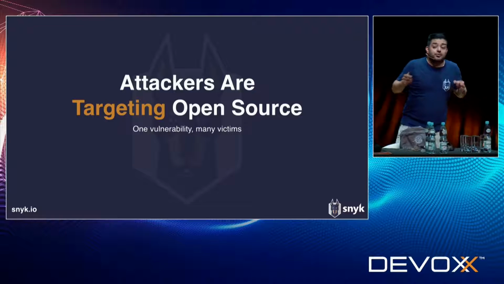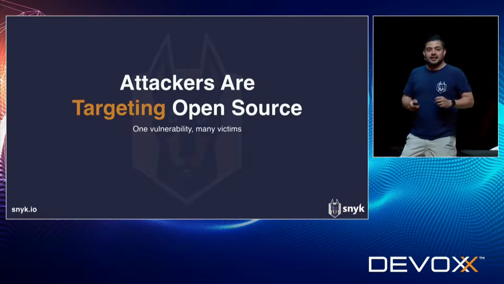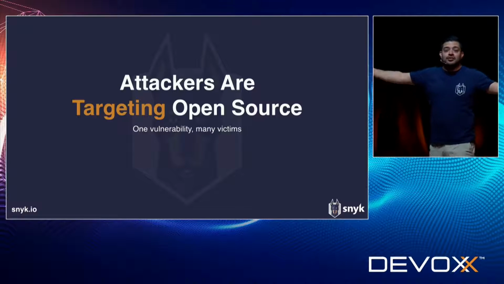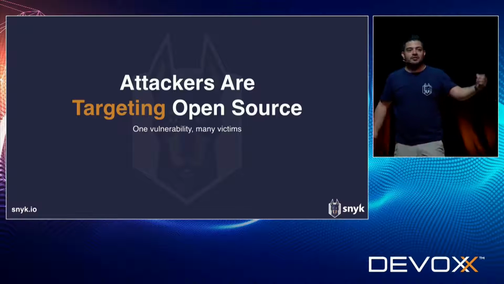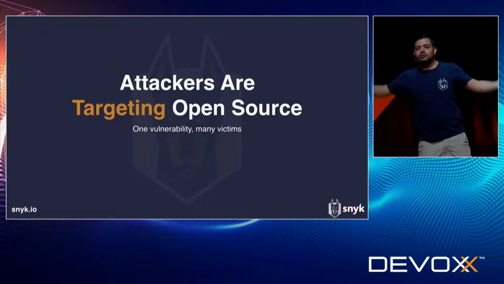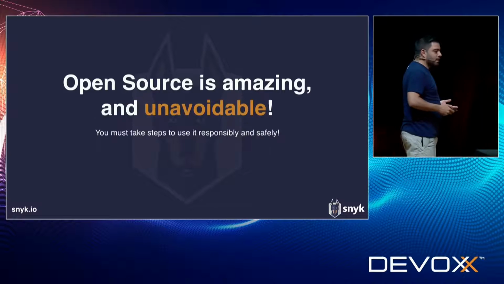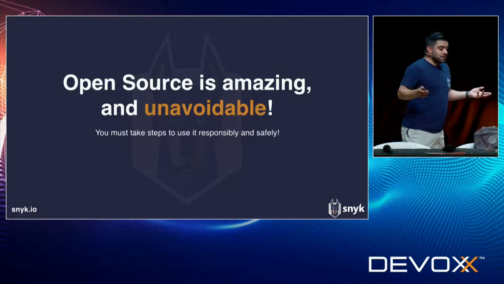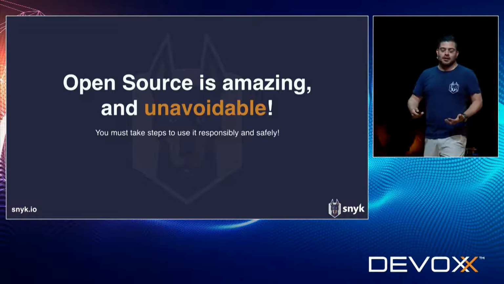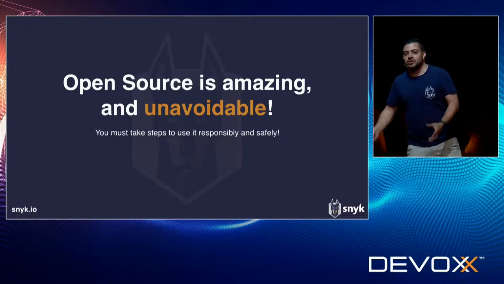So attackers, as a result, are targeting open source because a single vulnerability can have many different paths in your application and many different applications across the web that use it. If there's a vulnerability in Struts, guess what? Most Struts users are going to be affected. That's a huge number of people a potential attacker can target. Of course, we're not saying open source is bad here. Open source is amazing. We know that. And it's unavoidable if we want to get ahead in our development. But we must understand how to use open source securely and safely.